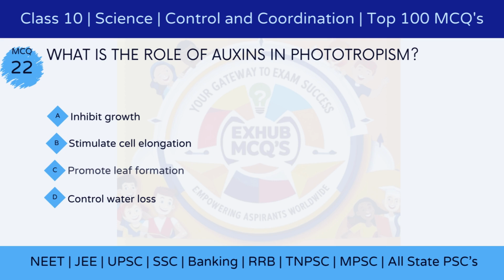Option A, inhibit growth. Option B, stimulate cell elongation. Option C, promote leaf formation. Option D, control water loss.